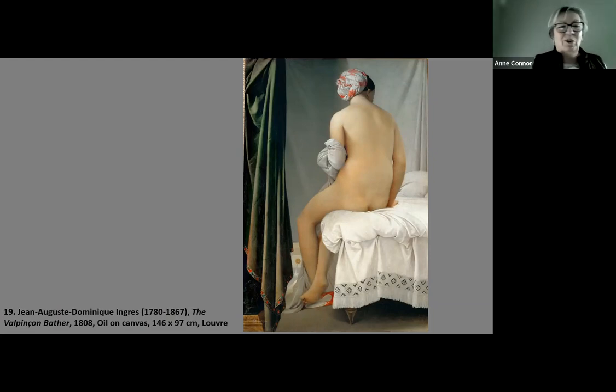This is one of his works that I've already shown you, the Valpinçon Bather, which was not well received, by the way, when it was painted. But some people realized Ingres had a magnificent way of handling the brushwork, and had a very soft finish. And so the Goncourt brothers, who were great art critics, wrote that Rembrandt himself would have envied the amber color of this pale torso.